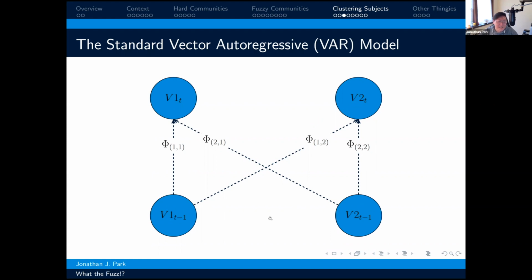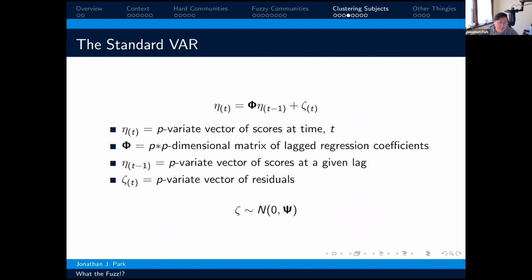So this is a standard VAR model. We can see that it's basically how variables at a given lag predict themselves and each other at the next time point. In this case, we have a VAR of order 1, or a VAR(1), because we're only going back one time step. Here's the equation. You can assume that it's centered, which is why I don't have the mean vector. Basically, we have the vector of scores predicted by some phi matrix post-multiplied by your scores at the previous time point, plus some residuals that are normally distributed with the covariance matrix of psi.